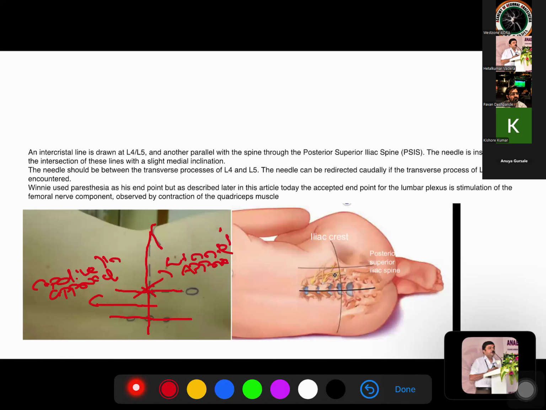So current we will use 1.5 milliamperes, and then once the contraction comes, we will decrease it up to 0.3, and then we will give the drug, 0.3 to 0.4 ml per kg of local anesthesia.